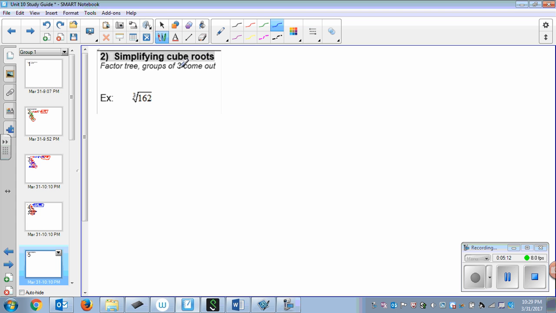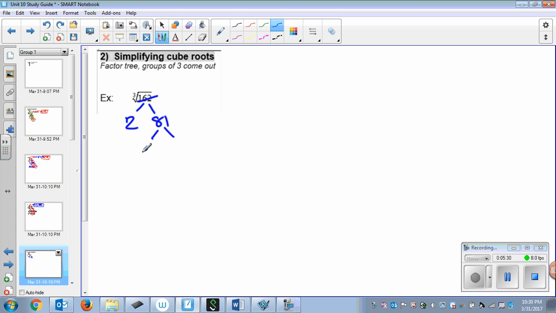Simplifying cube roots is the same process, but instead of groups of 2 at the end, we're going to do groups of 3. The factor tree is exactly the same. So I'm going to always start with 2 for my factor tree. So 162 is 2 times 81. Cross it out when you're done.